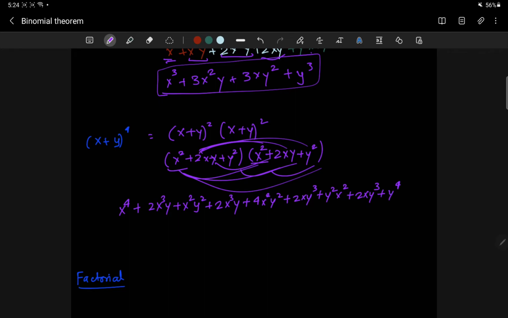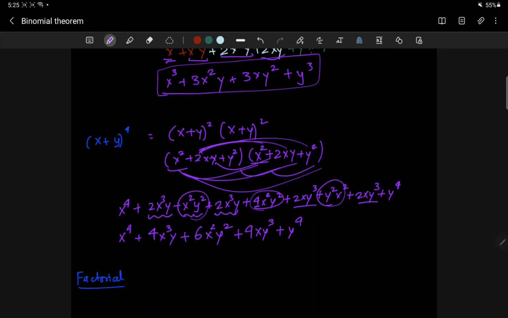Now let's see what we can combine. We have an x to the 4. Any more of these? Let's see. x cubed y, another x cubed y here, and that's it. So we have 4 of these x cubed y's. x squared y squared, there's 1, 2. So there's 2 of these. Then there's a 4 here, so 2 plus 4 gives me 6 of these. I'm left with 4xy cubed and then a y to the 4.